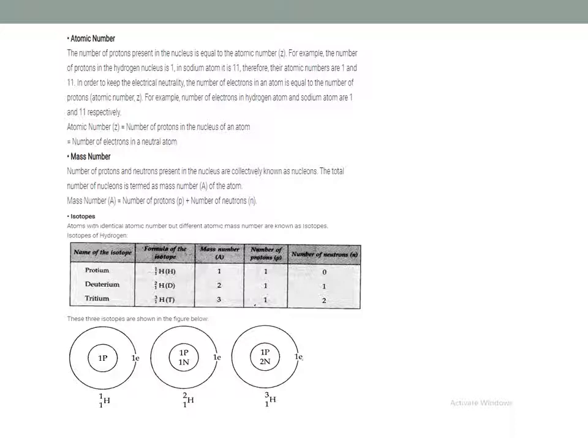What are isotopes? Atoms with identical atomic number but different atomic mass number are known as isotopes. For example, hydrogen has 3 types of isotopes: protium, deuterium and tritium. Means protium has mass number 1 but number of neutrons 0. Deuterium has mass number 2, number of neutrons 1. Tritium has mass number 3, so number of neutrons 2.